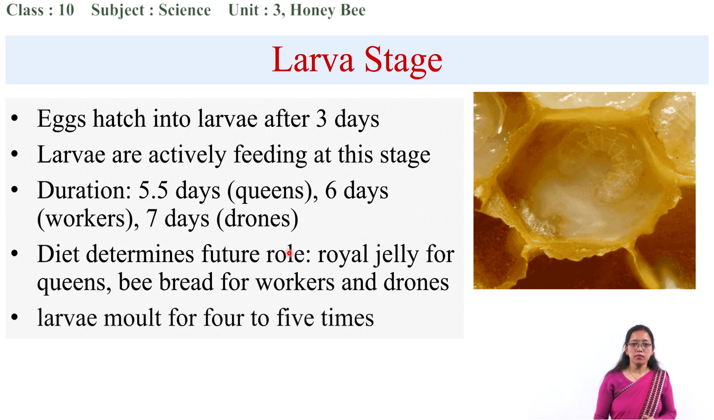Next, the larva molts 4 to 5 times. I have already said what molting is. These larvae are highly feeding, continuously eating and eating, so they grow very fast. As they grow very fast, their outer skin is not enough to cover the body, so they shed it. That shedding of old skin is called molting.